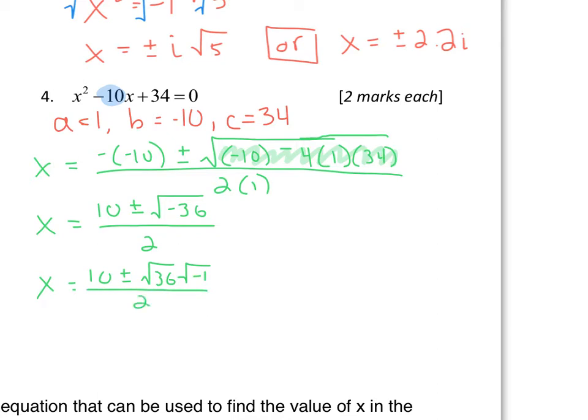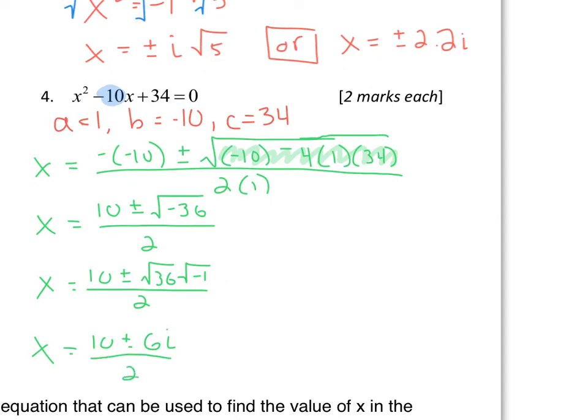36 is a nice perfect square. The square root of negative 1 is, well, technically it's not a perfect square, but we do have a substitute for it, and that works out to be i. And of course, the square root of 36 is 6. When I simplify this, I get 10 plus or minus 6i over 2.